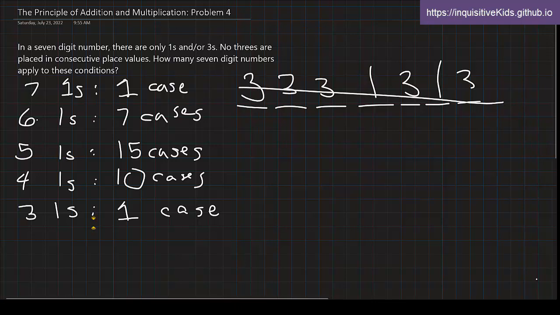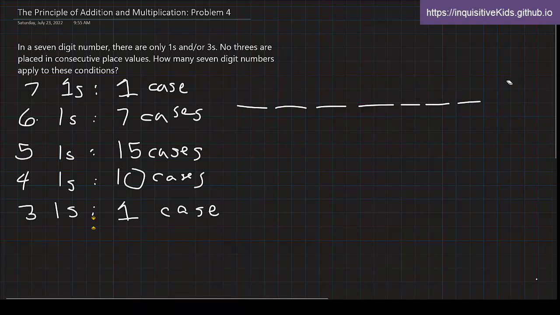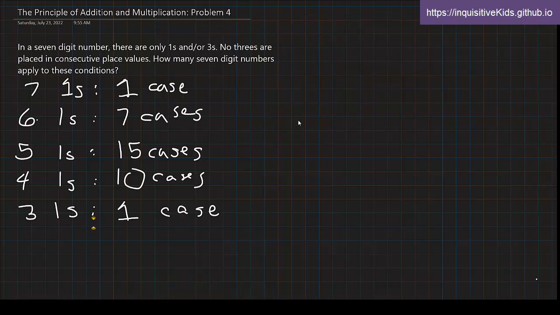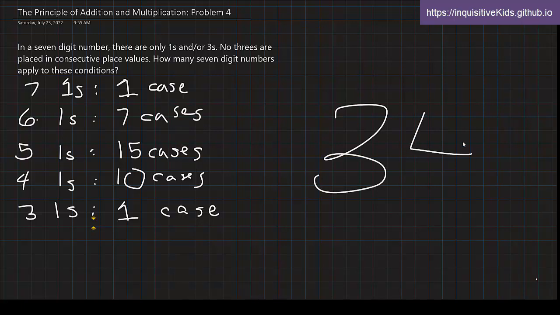So after we have these different cases, we add them. Let's add: 1 plus 7 is 8, 8 plus 15 is 23, 23 plus 10 is 33, 33 plus 1 is equal to 34. So how many 7-digit numbers apply to these conditions? That would be 34 numbers.